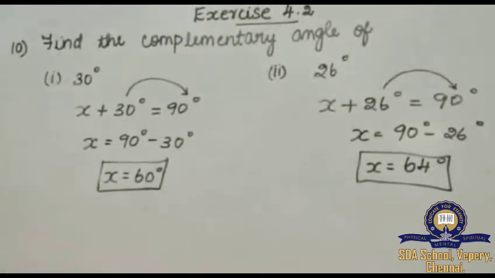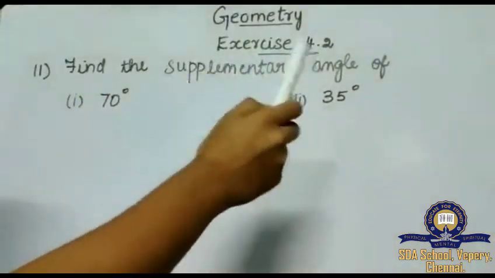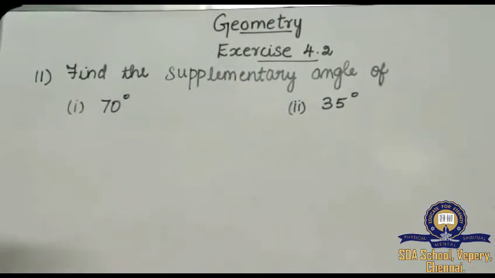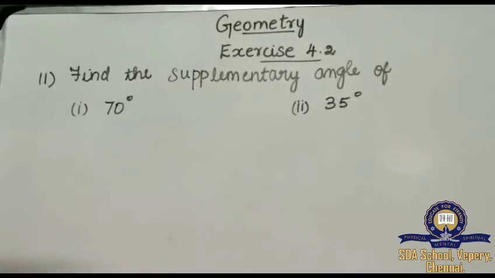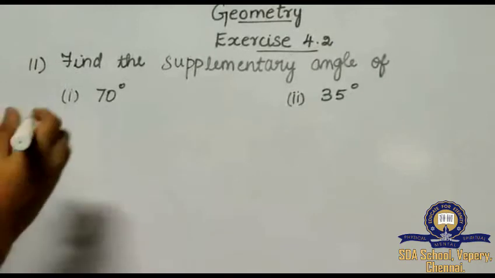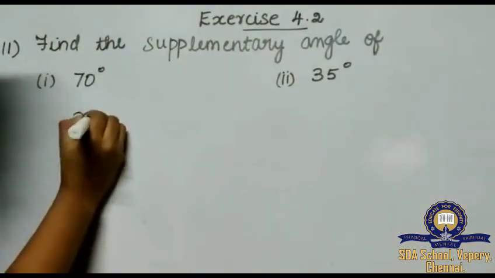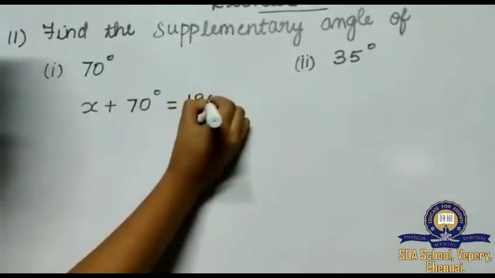Now we'll move on to the 11th sum. Find the supplementary angle of 70 degrees and 35 degrees. So you are supposed to find out the supplementary angle. What are supplementary angles? Two angles are said to be supplementary when they add up to 180 degrees, right? It is similar to the previous sum. When I add two angles, the sum must be equal to 180 degrees.